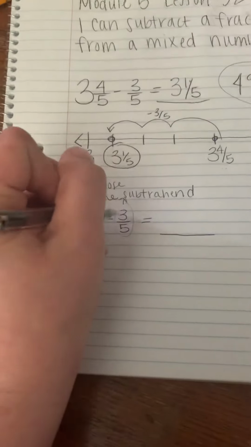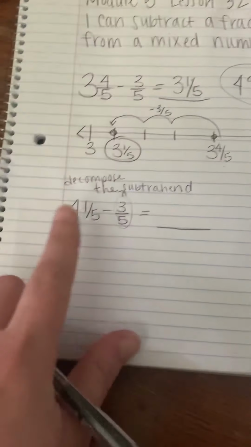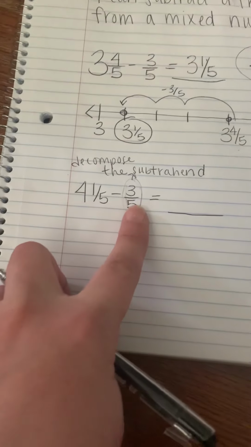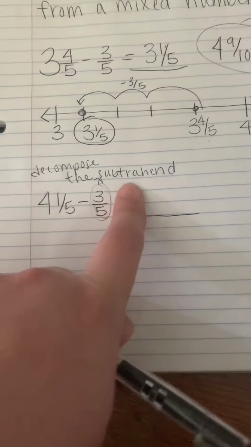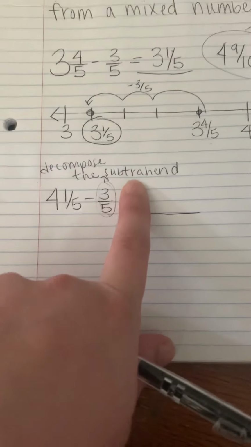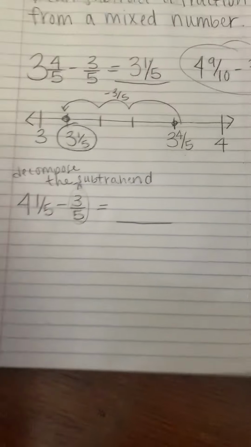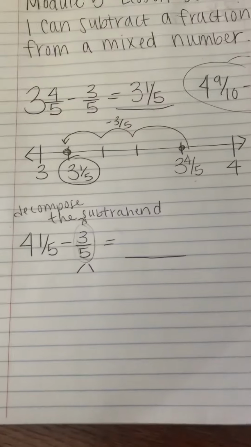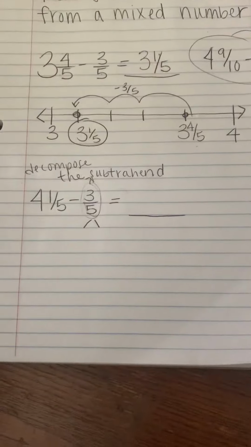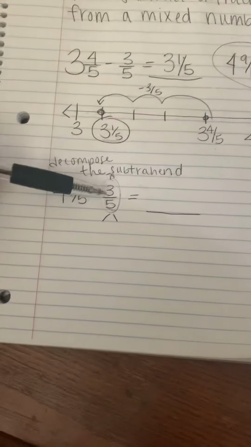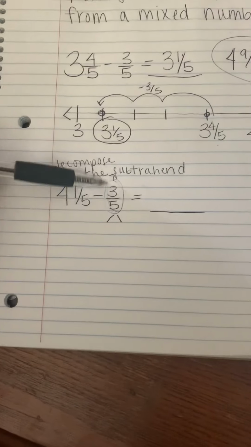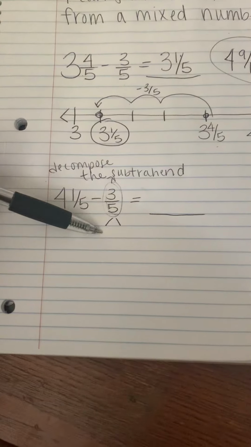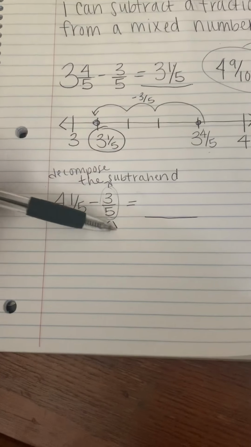So this guy right here has a name. What we're taking away is called the subtrahend. Say that with me, subtrahend. And one strategy is to decompose the subtrahend. So when we're decomposing and we're using number bonds, the top of the number bond is always the total. And we want whatever goes here and whatever goes here to add up to equal 3/5.